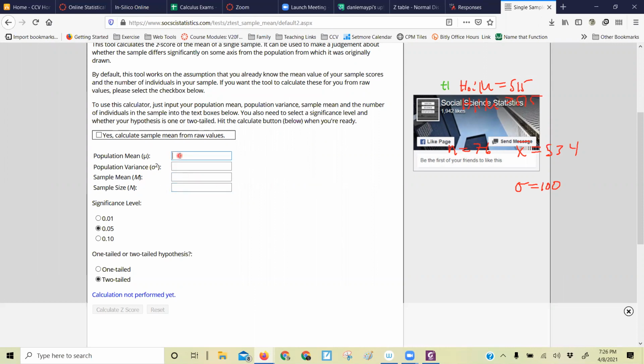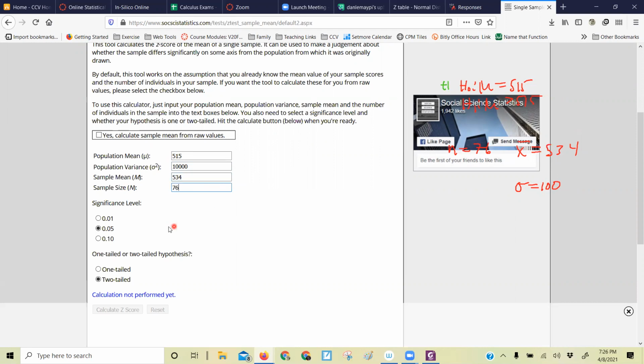Okay. So the population mean, that's H0, is 515. And then the population variance, they told us to pretend that the standard deviation is 100, so we're going to square that. 100 times 100 is a 1 with 4 zeros after it. I had 5 zeros there, now I get 3 zeros. I can't count. And then the sample mean was 534, and my sample size was 76.